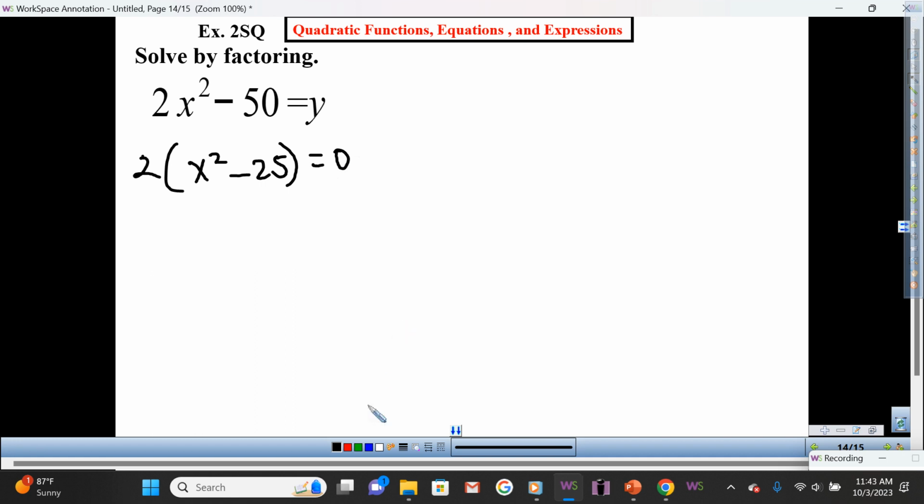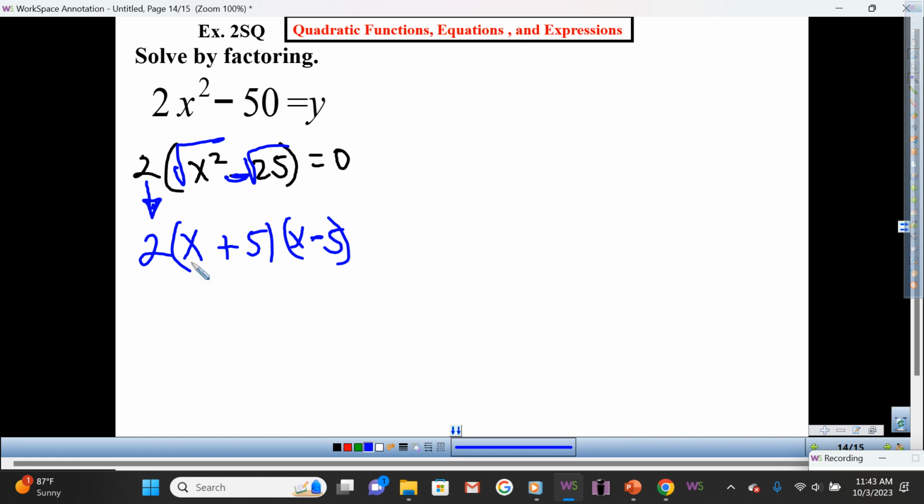Next step, factor. Can I factor inside of the parentheses? Let's see, square root of this. Yes. Square root of this. 5 and 5. If it's a minus, that means this is a plus, this is a minus. And then you bring down our BFF, which is 2. And what is our last step? ZPP, or zero product property. That means that 2 could equal 0, x plus 5 could equal 0, and x minus 5 could equal 0.